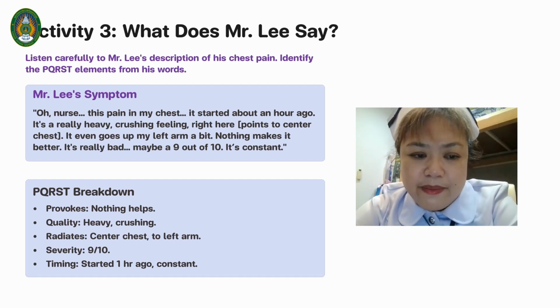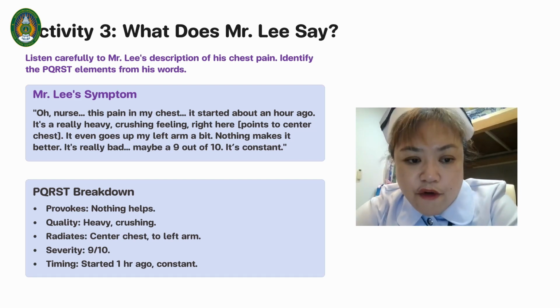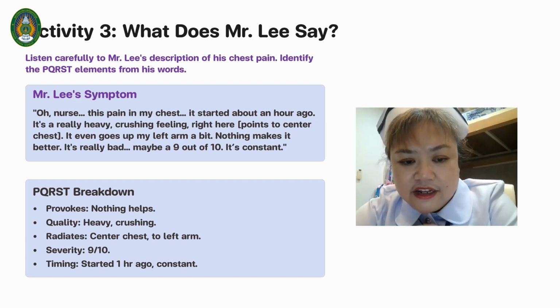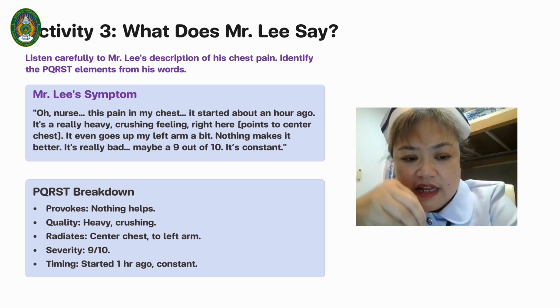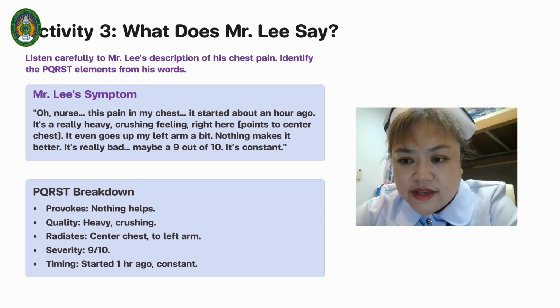Okay, now see your PQRST breakdown. For provoker: nothing helps. Quality: he said heavy, crushing. Radiation: center chest to left arm. Severity: 9 out of 10. Timing: started 1 hour ago, constant.